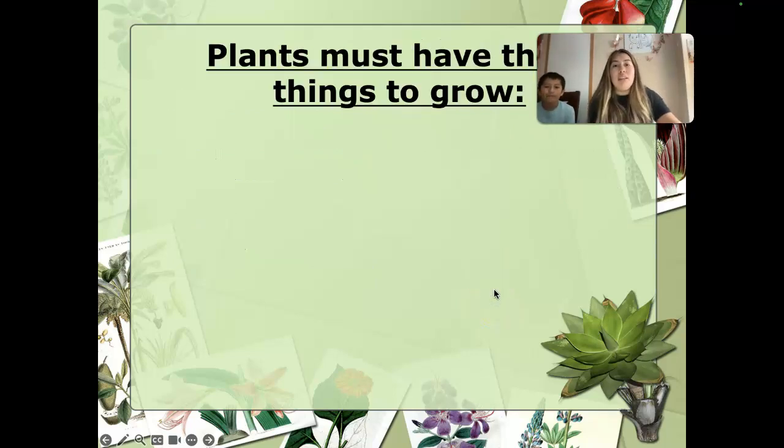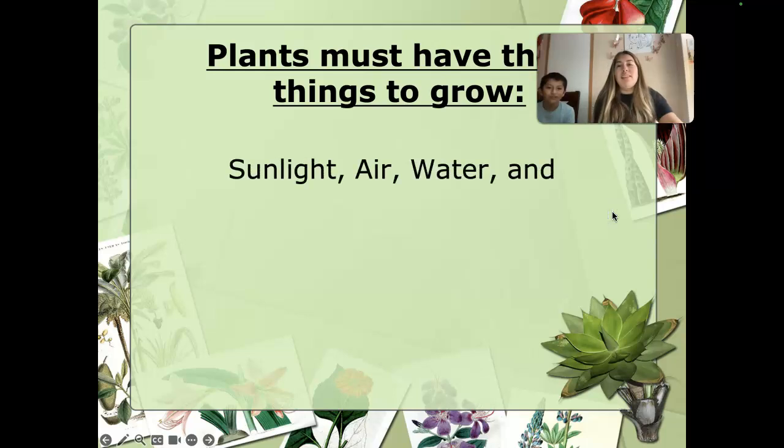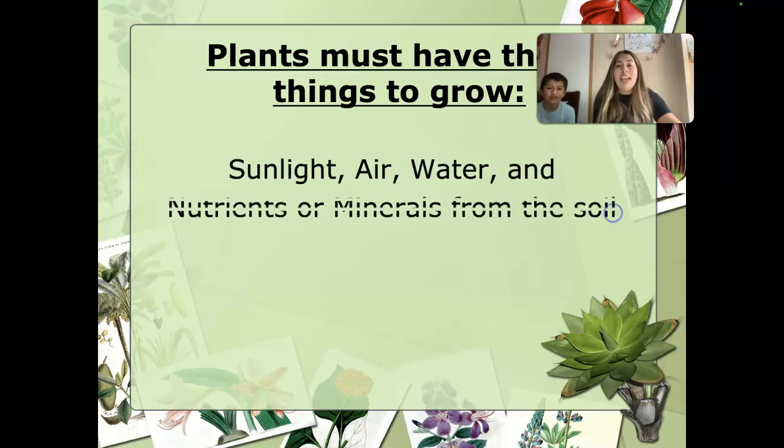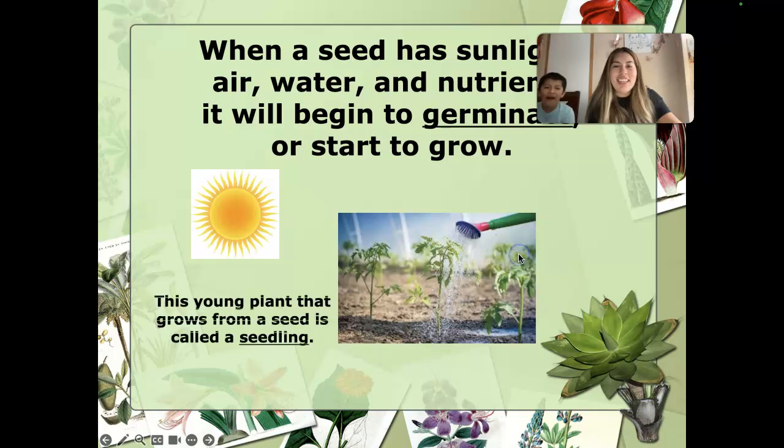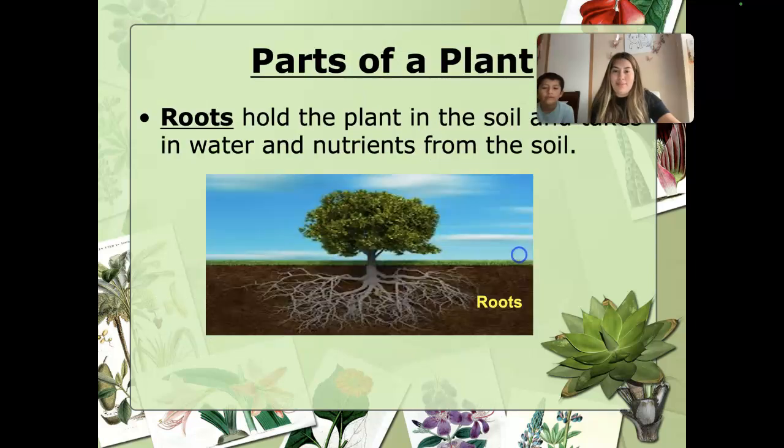Plants must have these things to grow. What do you think are some examples, George, before I click? Air, sunlight, water, and minerals and nutrients. Sun, air, water, and nutrients or minerals from the soil. So you were correct. Nice job. When a seed has sunlight, air, water, and nutrients, it will begin to germinate, to start to grow. This young plant that grows from a seed is called a seedling.